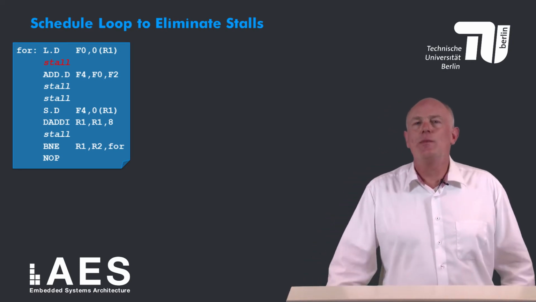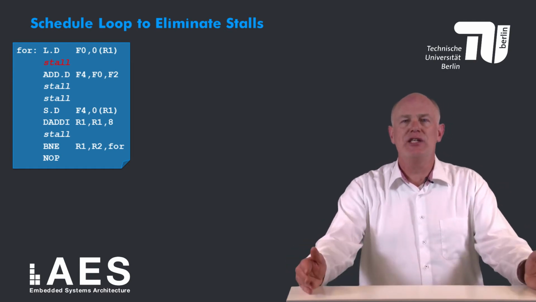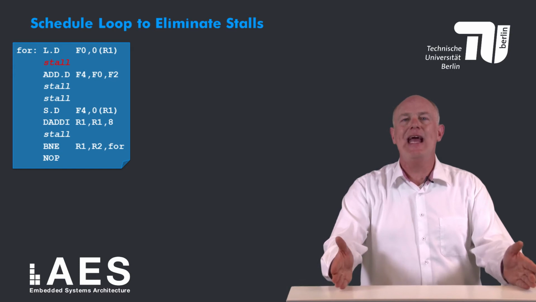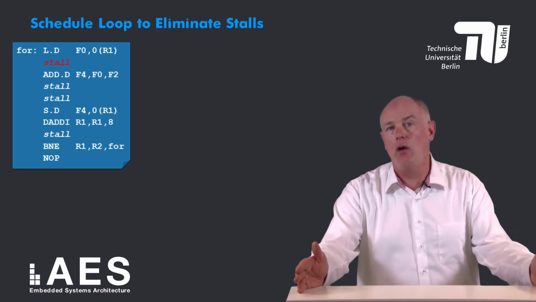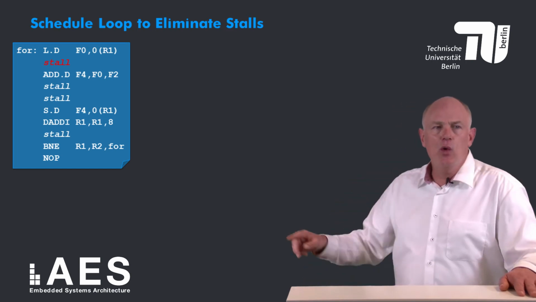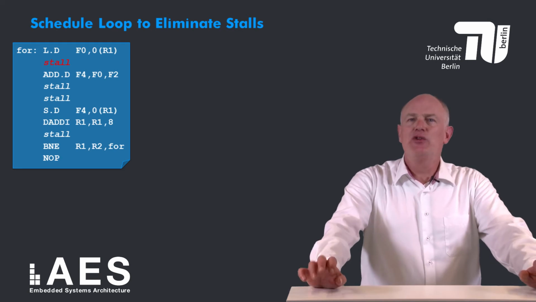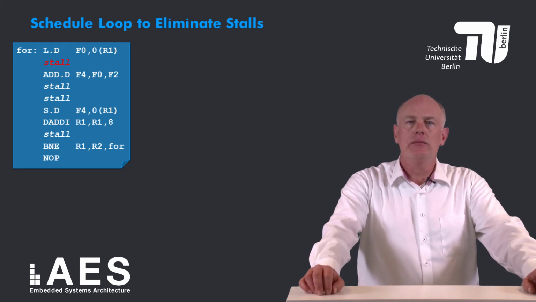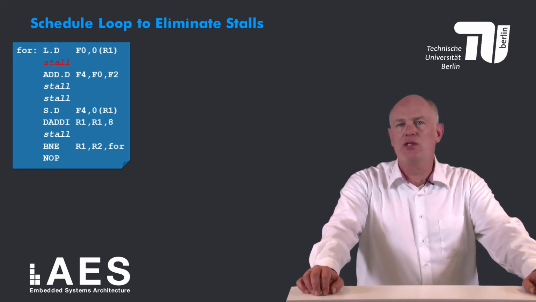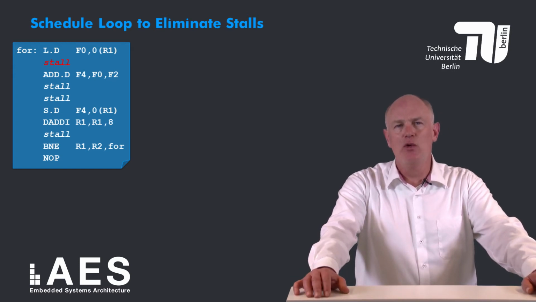Here's again how the loop is executed. We want to schedule, that is, reorder the instructions in the loop in order to eliminate some or hopefully all of the stall cycles. The first question is, can we move a later independent instruction between the load and the add double to eliminate the first stall cycle, shown here in red? Do you see which instruction can be moved there?